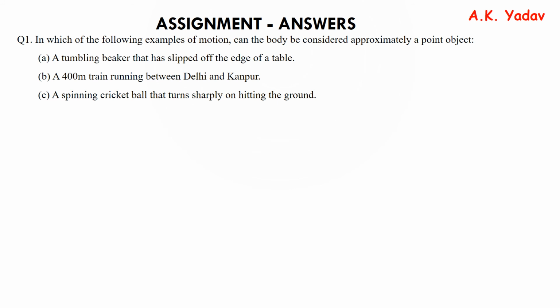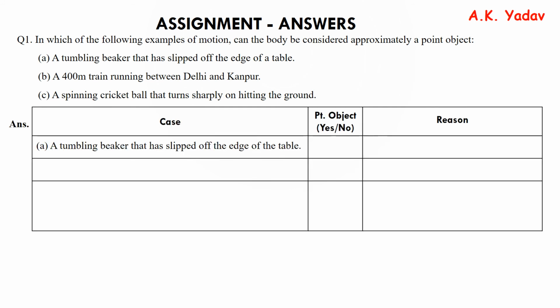Question number 1. I have to tell whether it is a point object or not. The first one, a tumbling beaker that has slipped off the edge. It's not a point object because the size of the beaker is comparable to the height of the table. The size of the beaker is not very small as compared to the height, so it's not a point object.